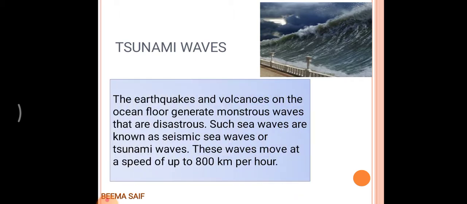Next, we are going to learn about tsunami waves. As you can see in this picture, they are monstrous waves that are disastrous. What causes tsunami? The earthquakes and volcanoes on the ocean floor generate monstrous waves that are disastrous. Such sea waves are known as seismic sea waves or tsunami waves. These waves move at a speed of up to 800 km per hour.